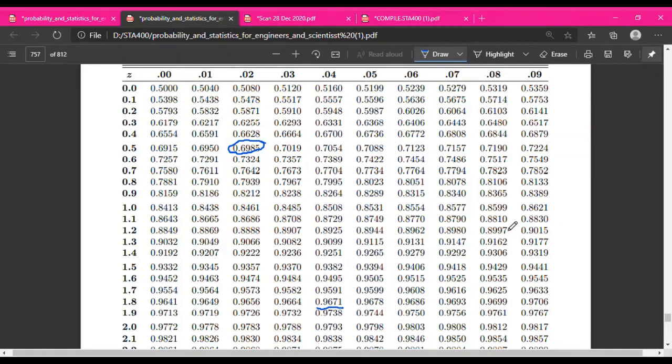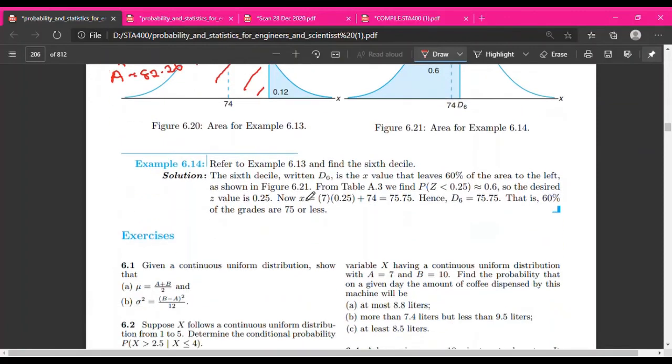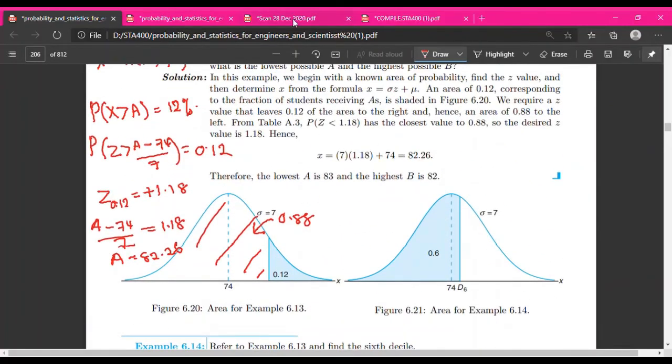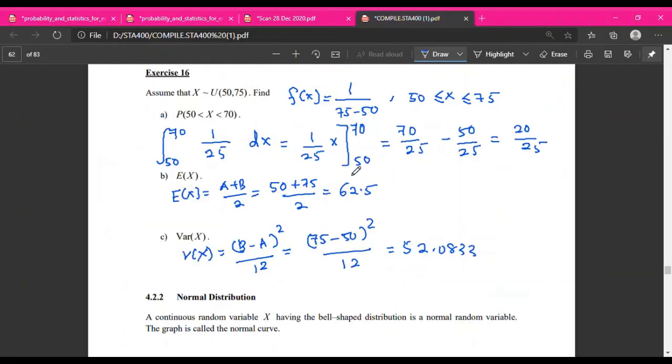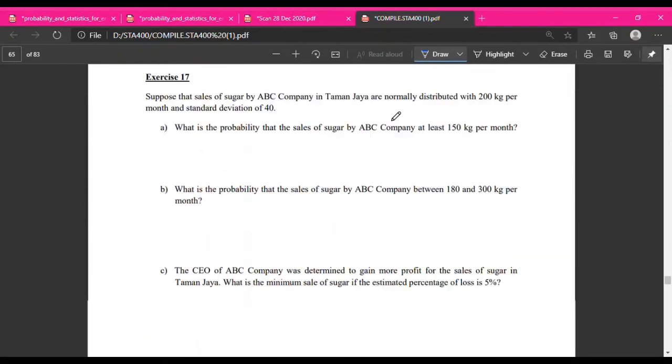Which is here. Here, the answer is 1.18. Positive 1.18. Sama juga dengan yang ni. Dapat jawapan yang sama. Okay. So, that is the way how you find. Okay, let's see. Kat sini ada one example.